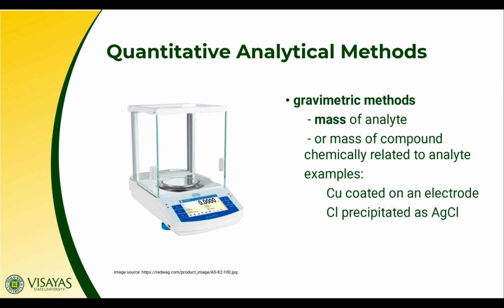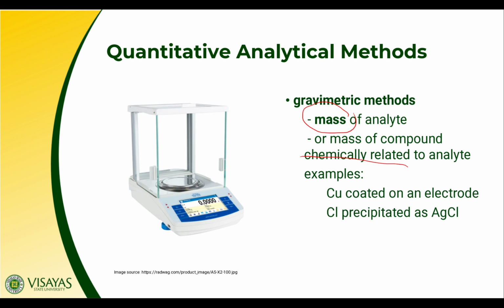So for the quantitative analytical methods, the first one would be the gravimetric methods. The focus of gravimetric methods is the mass of the analyte or the mass of a compound chemically related to the analyte. An example would be the copper coated on an electrode. So you could actually quantify that one in terms of the mass.